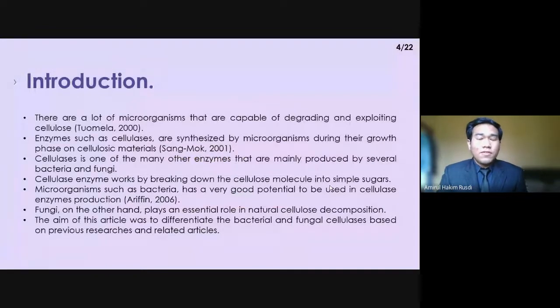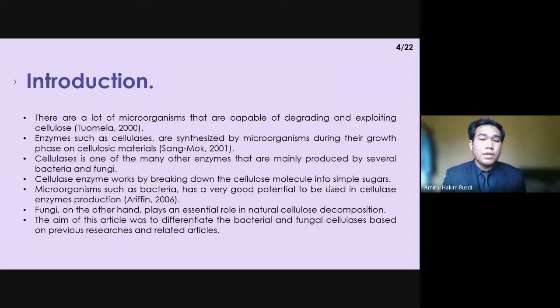There are a lot of microorganisms that are capable of degrading and exploiting cellulose as energy and carbon sources, including bacteria and fungi. Enzymes like cellulase are synthesized by microorganisms during their growth phase on cellulosic materials, such as fruits and woods. Cellulase is one of the many enzymes known to be produced by several bacteria and fungi. Cellulase enzyme works by breaking down the cellulose molecule into simple sugars such as glucose, fructose, and galactose.